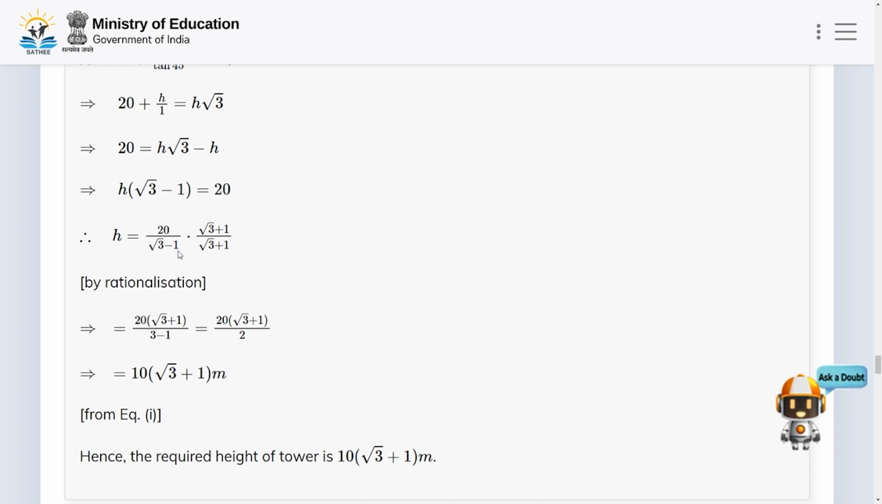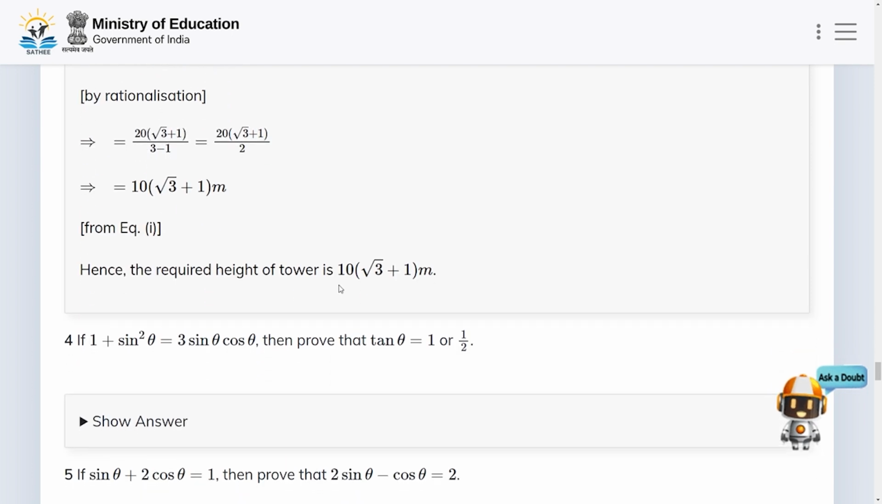So the height h is equal to 10 times root 3 plus 1 meters. Hence the required height of the tower is 10 times root 3 plus 1 meters.